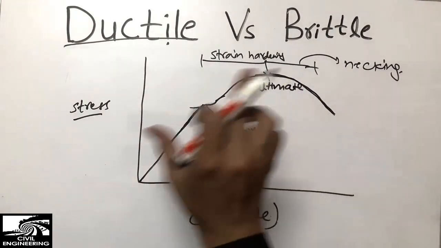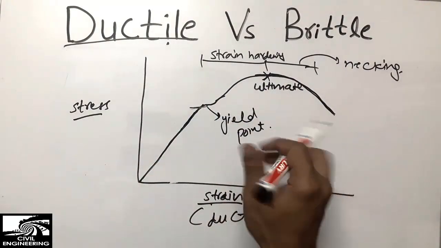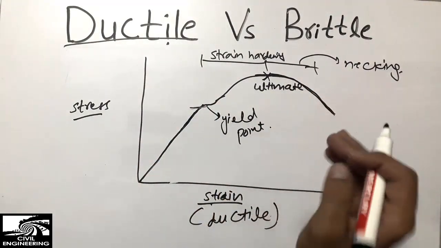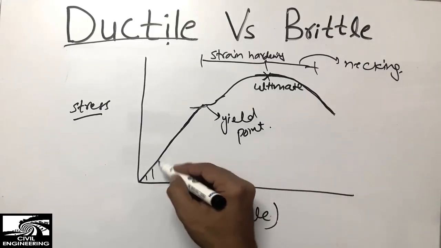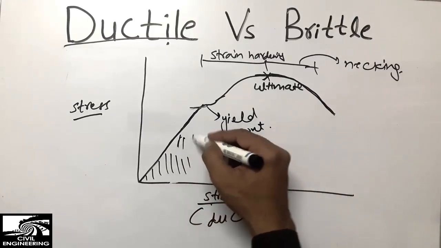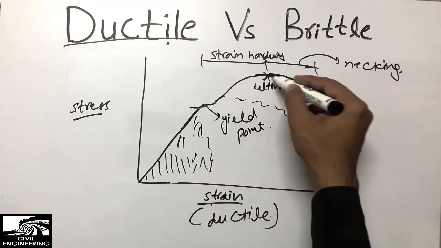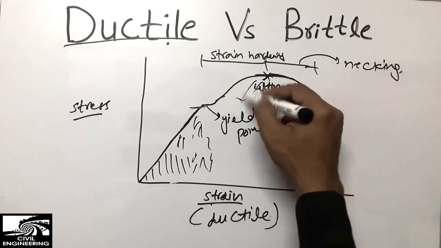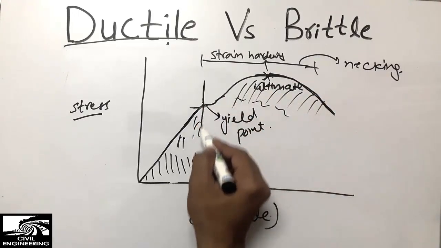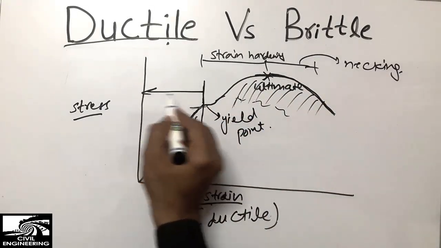So this was the graph of the ductile material. It shows that it can absorb more energy. When the load is applied it can go into more deformation. This is the strain. It means it can go into a more deformation stage, because this is the elastic stage.